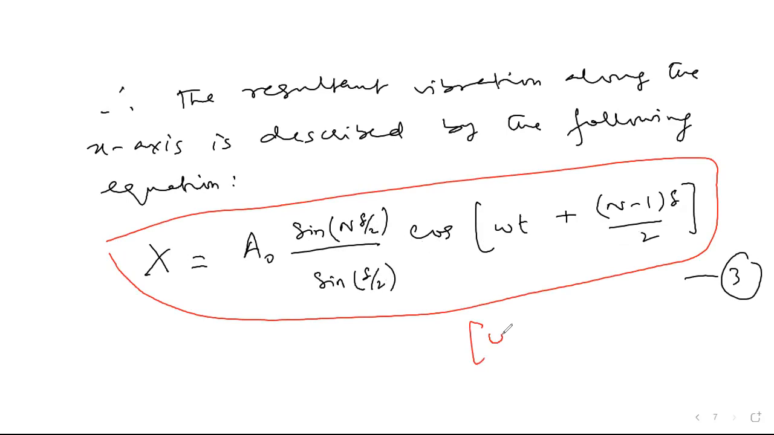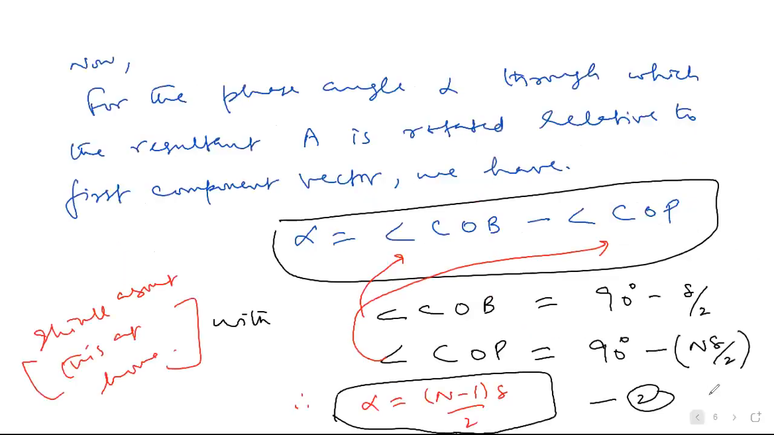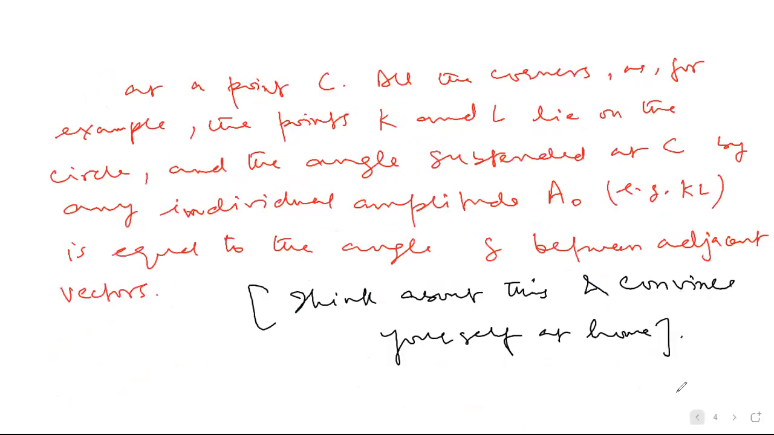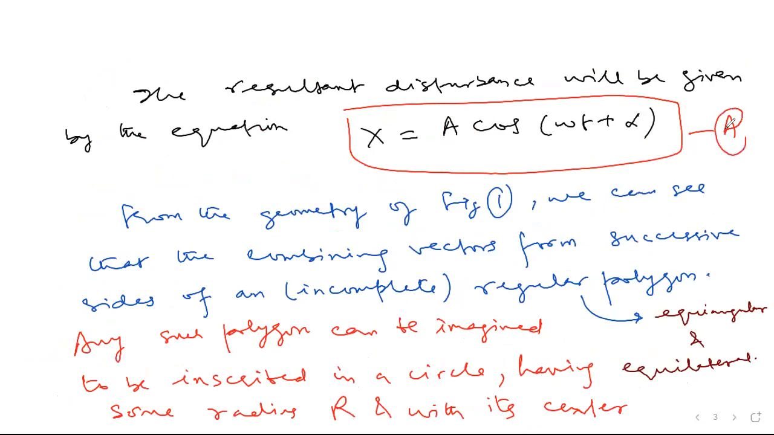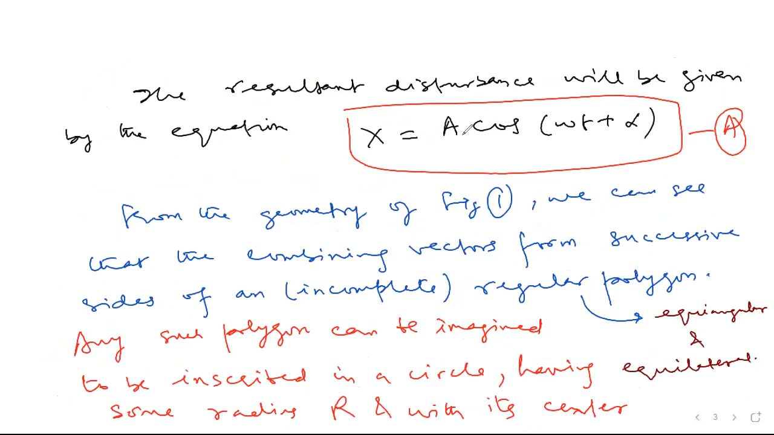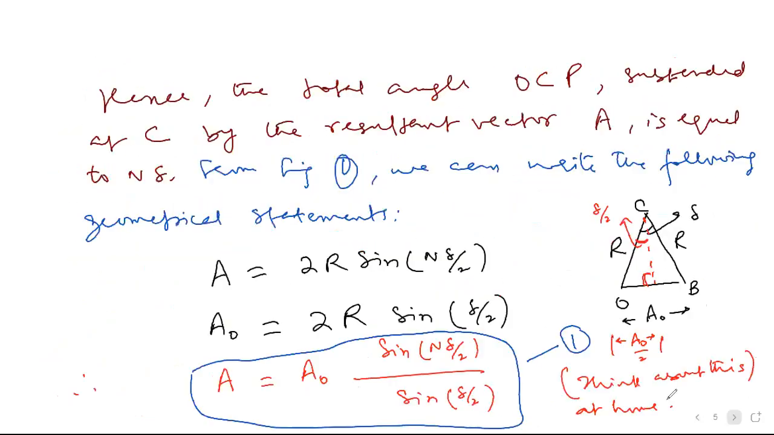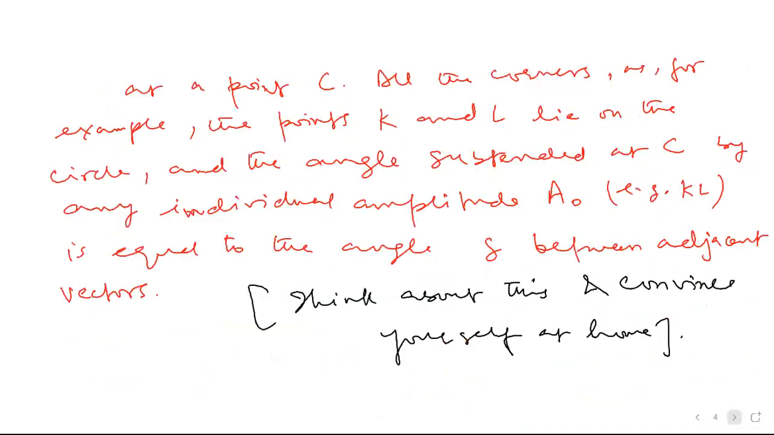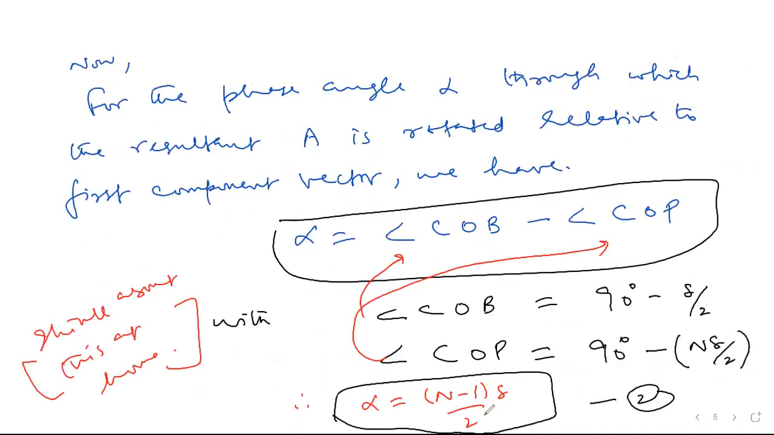So we have actually used first and second. This is my first, this is my second, in, let me name it equation A. First and second in A. See what we did? This is our A. So we replaced A with A naught sine n delta by 2 by sine delta by 2, which is the first. And alpha in equation A, using equation 2, we replaced by (n minus 1) by 2 times delta.